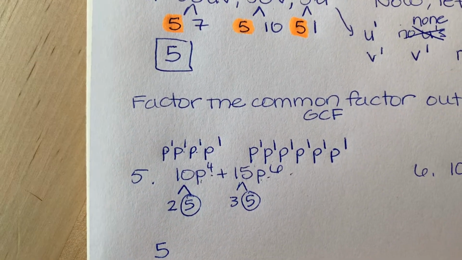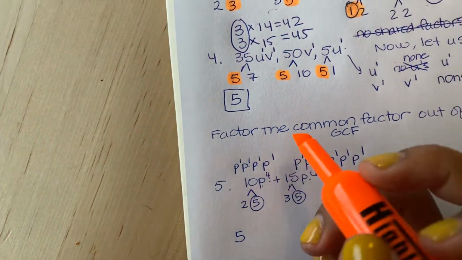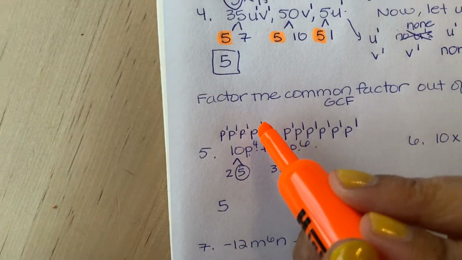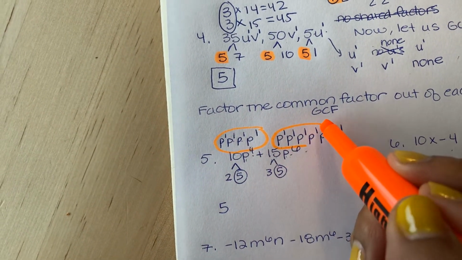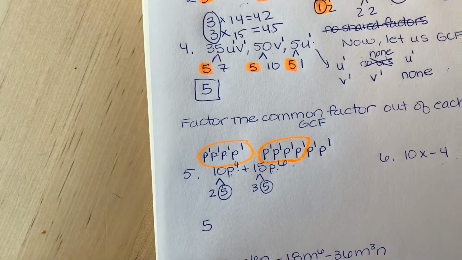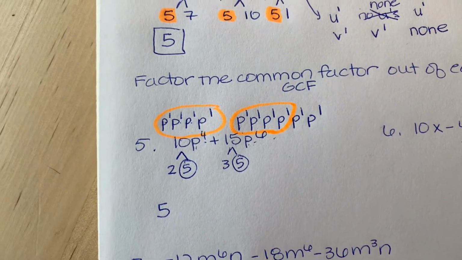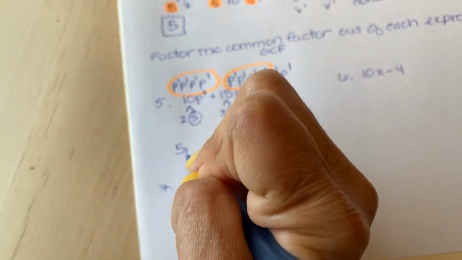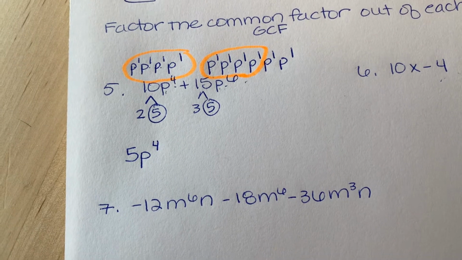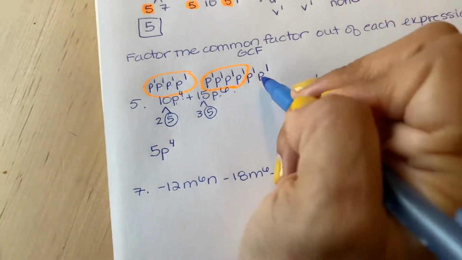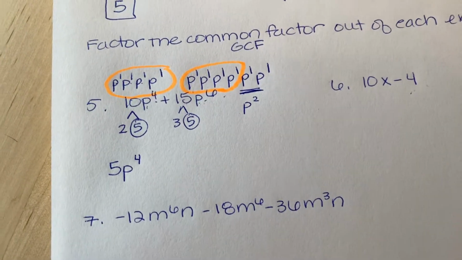How many are shared? You have 4 here, you have 6 here, right? How many are shared? 4 of them, smallest wins. So 4, and let's make sure I can count, 4 are going to be pulled out. And so I will be pulling out 4 p's, so p to the 4th. Okay, now what is left over here? This is p to the 1, which is p squared, right?